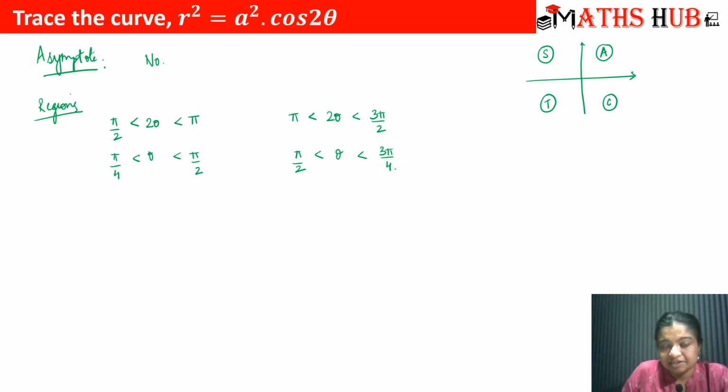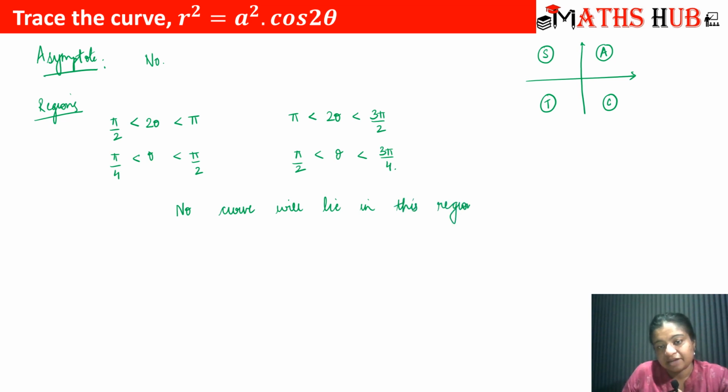And if cos is negative, r square will become negative. So r square cannot be negative. That means within these portions, between pi by 4 and pi by 2 and between pi by 2 and 3 pi by 4, there will be no curve. No part of the curve will lie in this region. So I hope this is clear.